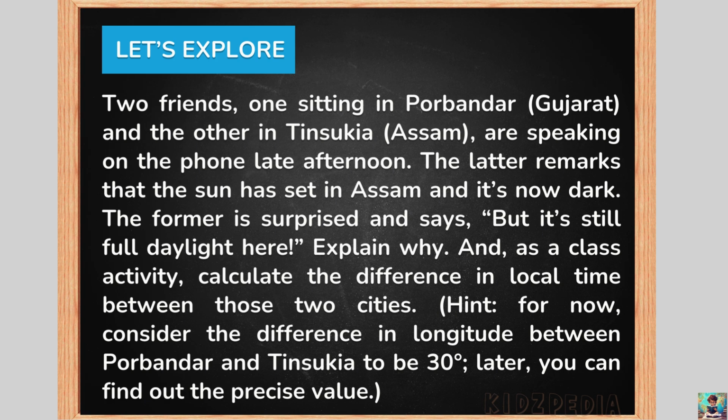Let's explore. Two friends, one sitting in Porbandar, Gujarat and the other in Tinsukia, Assam, are speaking on the phone late afternoon. The latter remarks that the sun has set in Assam and it's now dark. The former is surprised and says, but it's still full daylight here. Explain why. And as a class activity, calculate the difference in local time between those 2 cities. Hint, for now, consider the difference in longitude between Porbandar and Tinsukia to be 30 degrees. Later, you can find out the precise value.